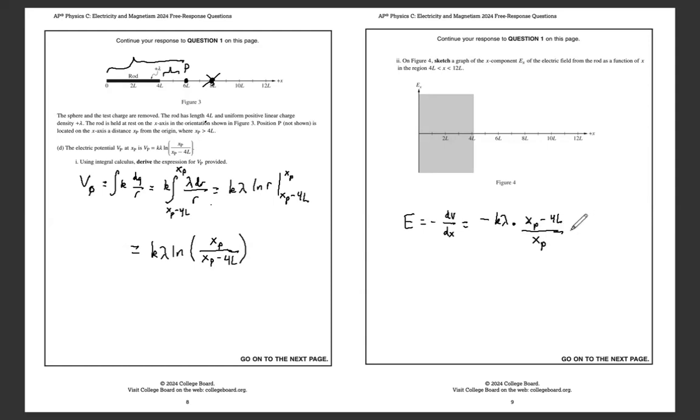Okay, really? Times the derivative of everything inside. So if you use the quotient rule, you're going to end up with that on the top of the quotient rule. And then on the bottom, you're going to end up with xp minus 4L all squared.